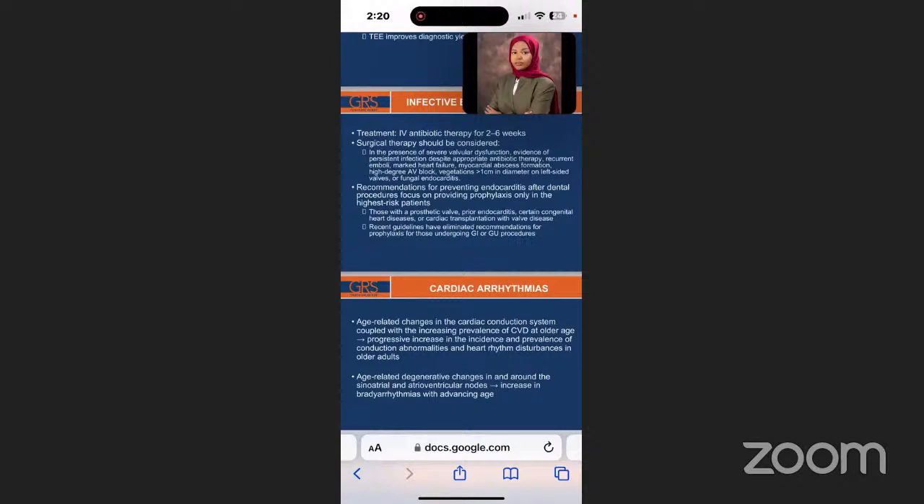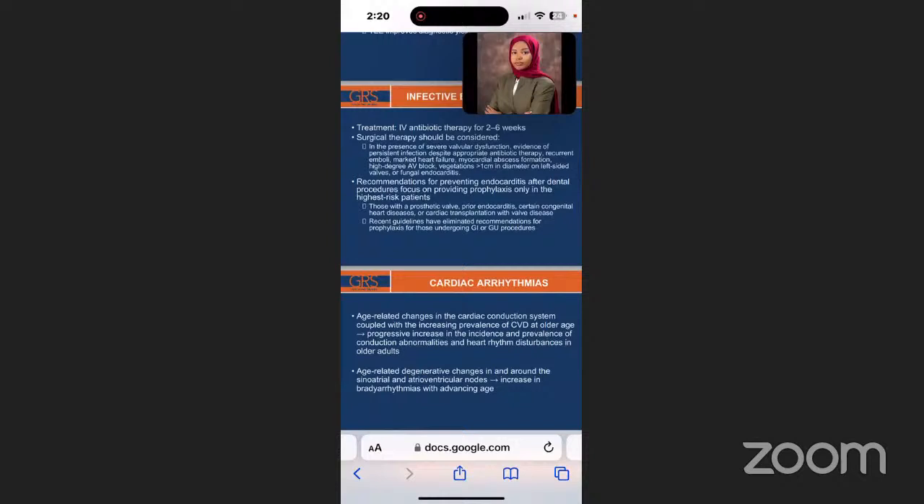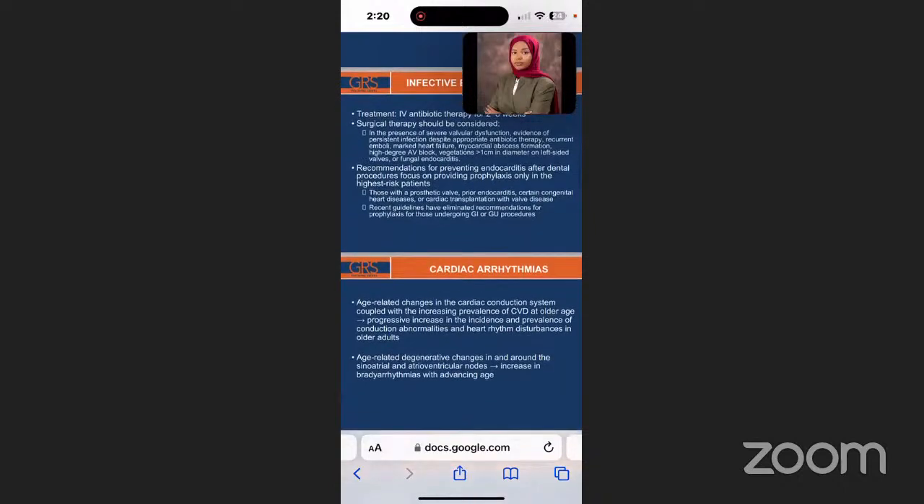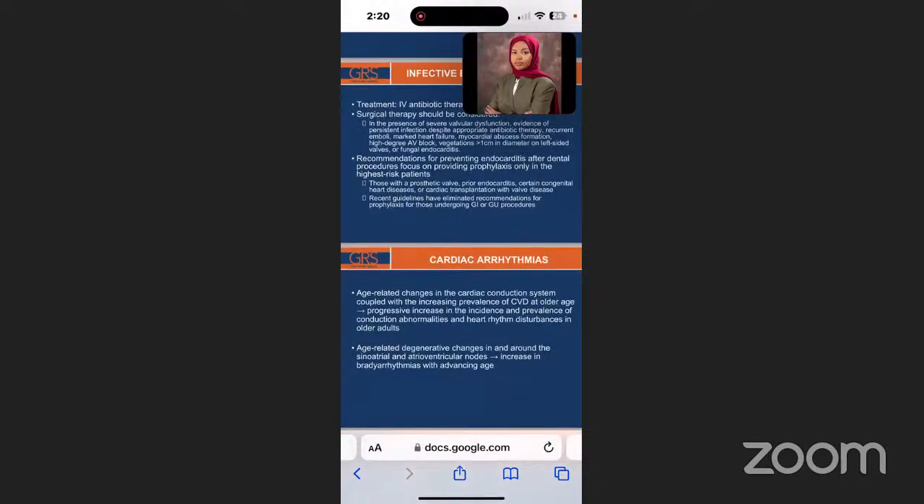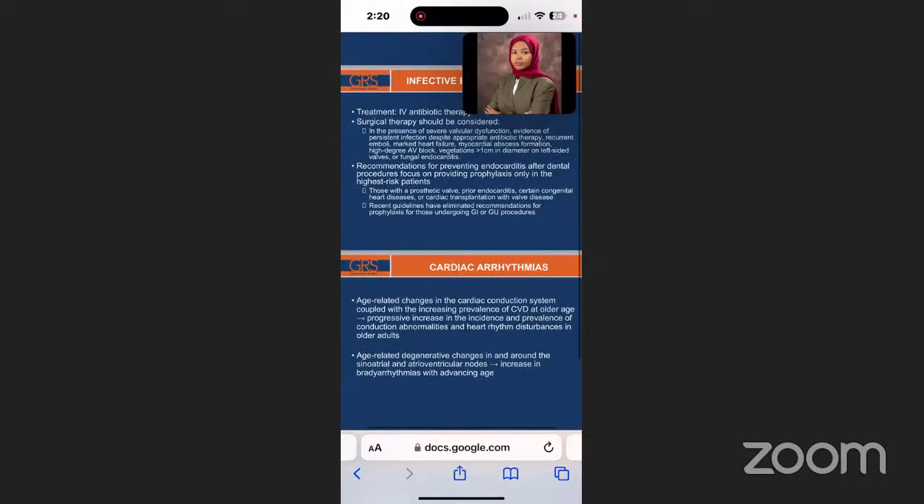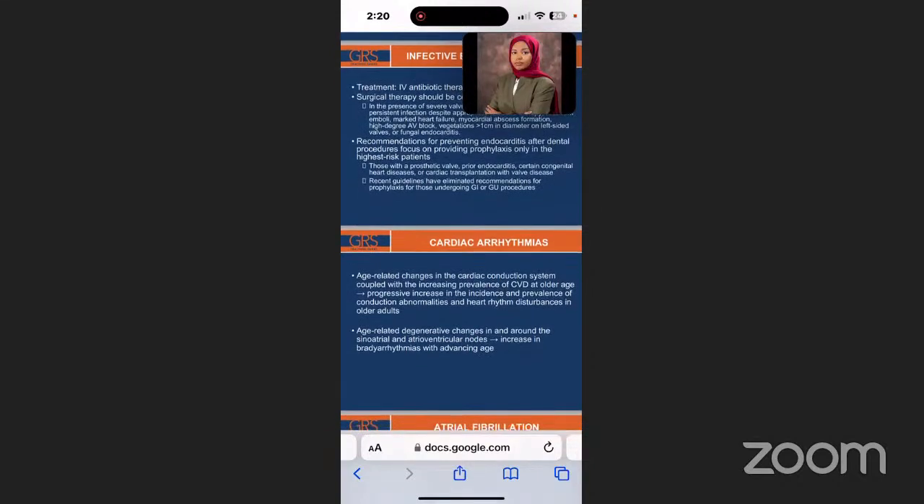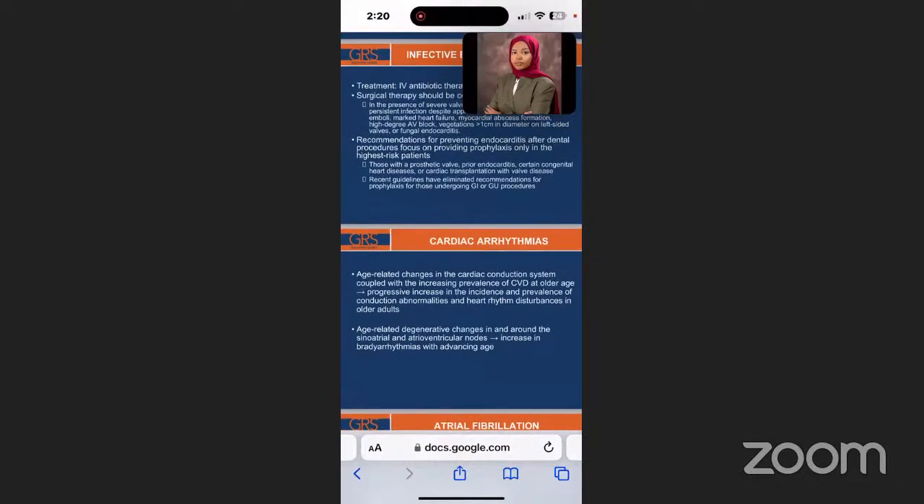But there are other indications for surgical therapy in other patients, like if there is, number one, severe valvular dysfunction. Number two, if there is evidence of persistent infection despite antibiotic coverage. Number three, if there is a history of recurrent emboli, or the patient presents acutely with heart failure. In these conditions, we can go to the option of surgery. And also the fifth option, if the patient develops a myocardial abscess, also in patients with high-degree AV block, or vegetation more than 1 centimeter in diameter on a left-sided valve, or in fungal endocarditis.